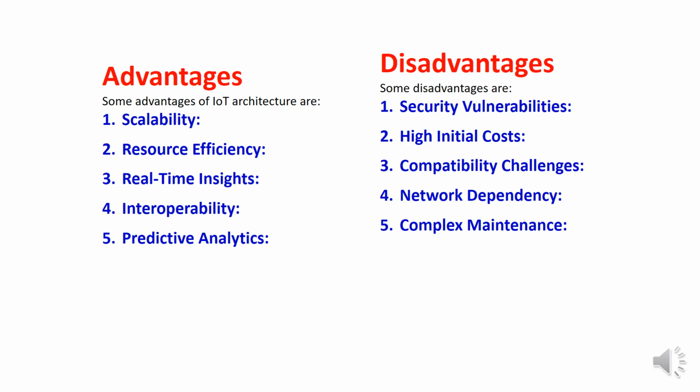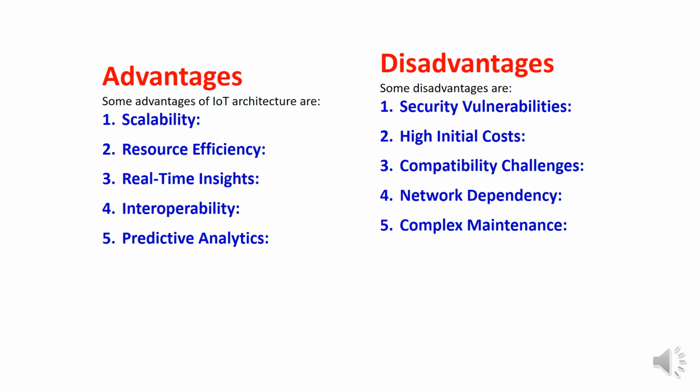Advantages. Some advantages of IoT architecture are scalability, resource efficiency, real time insights, interoperability, predictive analytics. Let me explain the advantages one by one. Scalability supports the integration of additional devices and sensors as business requirements grow without major architectural redesigns.